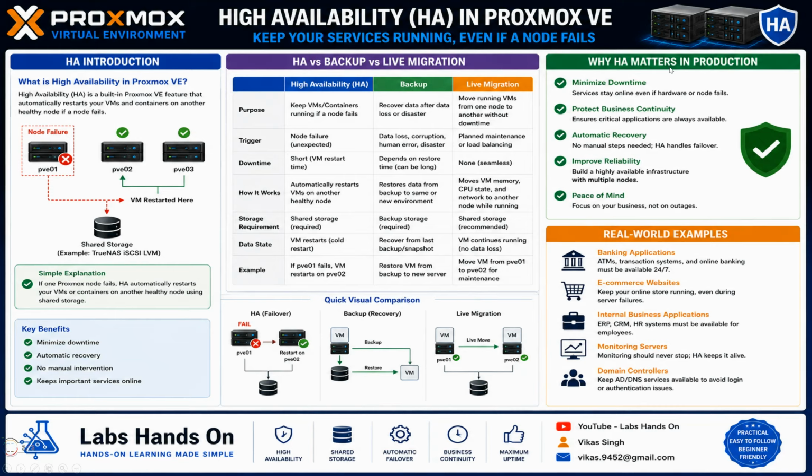Why does HA matter in production? It minimizes downtime, so services stay online even if hardware or nodes in the cluster fail. It protects business continuity, ensuring critical applications are always online. Automatic recovery, as I said, requires no manual intervention. It improves reliability, building a highly available infrastructure with multiple nodes, and gives peace of mind, so you focus on the business, not on outages related to your infrastructure. You can implement HA for banking applications, e-commerce, internal business applications, monitoring, or domain controllers. This is what HA is.